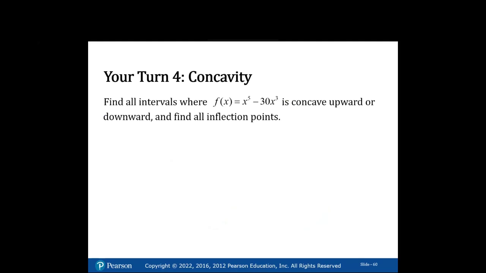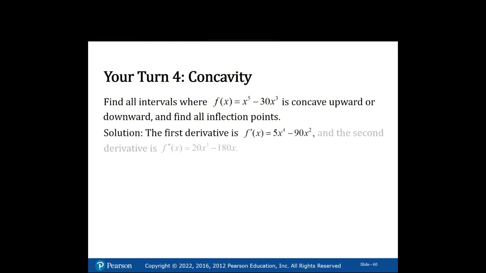So now we're going to find all intervals of this function where it's concave up or down and find all inflection points. Because remember that inflection point is where the first derivative is changing directions, all right? We're switching from decreasing to increasing or increasing to decreasing. And that tells us where our concavity flips. So first, take the first derivative. And then we need the second derivative, right? Because we're going to be looking for concavity.